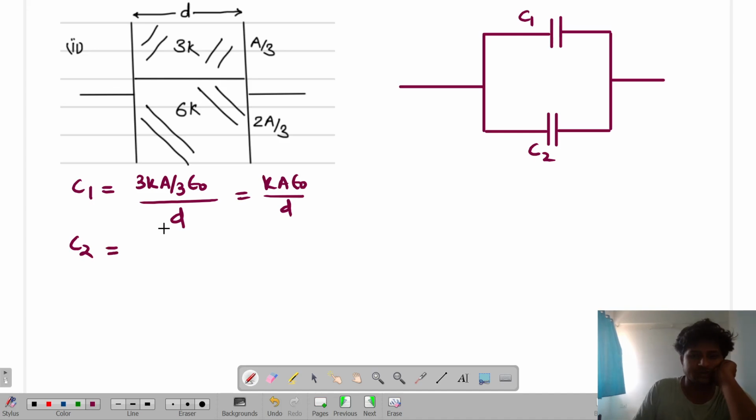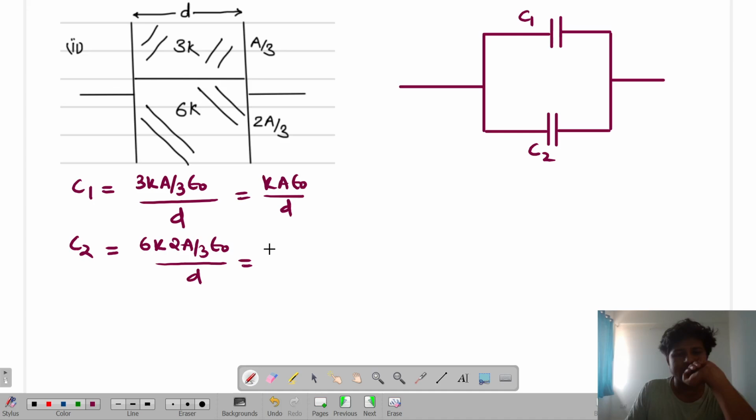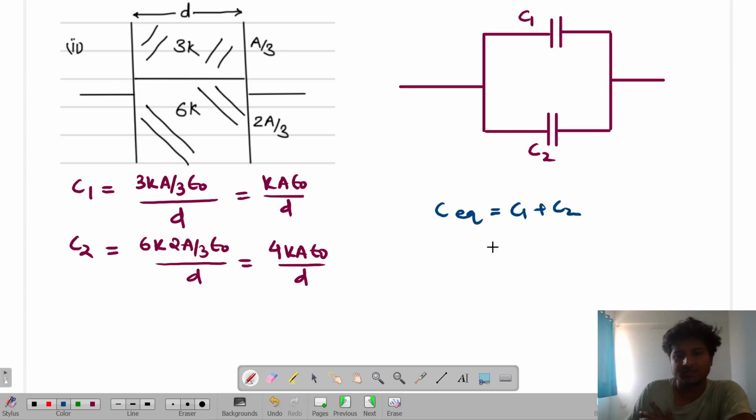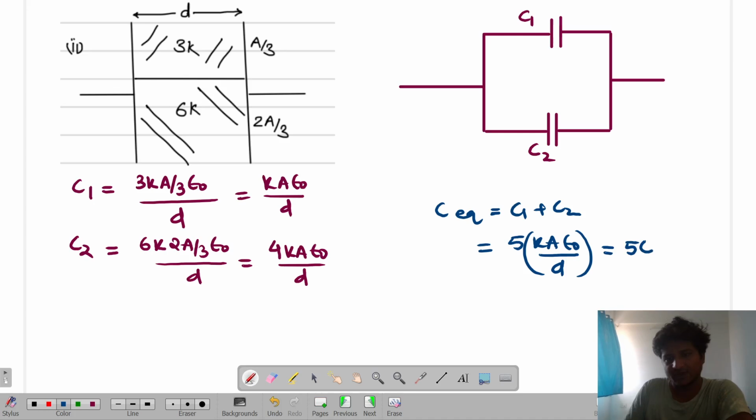Similarly, C2 is 6K into twice A by 3 epsilon naught by distance D. So that is 4K A epsilon naught by D. So C equivalent is C1 plus C2. How much is that then? 5K A epsilon naught by distance D. And this is what? C. So the answer is 5C. Got it or not?